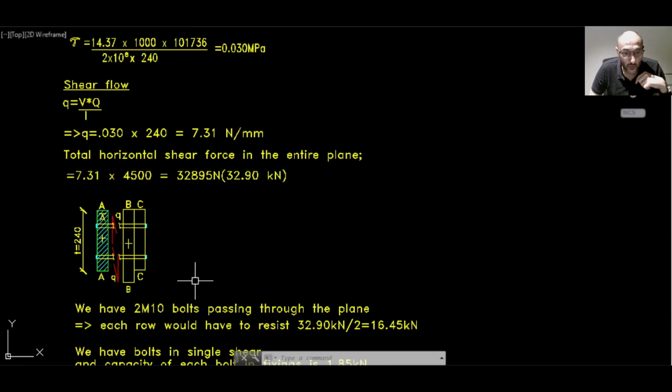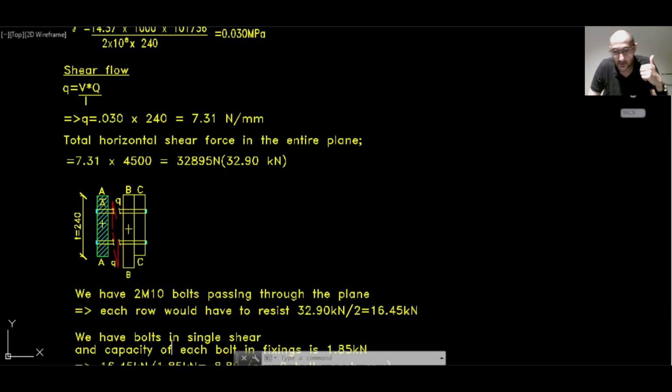Alright, now here we have two M10 bolts passing through the plane that we are studying. Therefore, each row, because we have 2 rows of bolts, would have to resist 32.9 divided by 2, so 16.45 kilonewton.